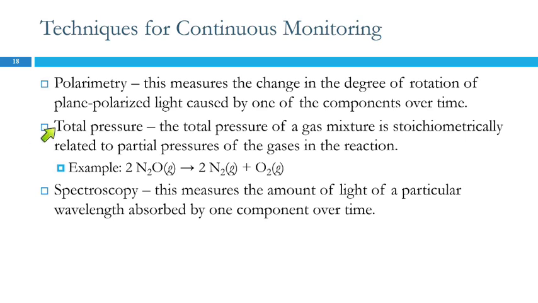Another way we could do it is by looking at the total pressure. So the total pressure of a gas is related to the partial pressures of all of these gases, right? So the total pressure would be the pressure of this plus the pressure of that and the pressure of that. And so as this reaction progresses, we're going to have more gas produced. The pressure's going to go up. So we could look at how much it's gone up and we could figure out what the change was.